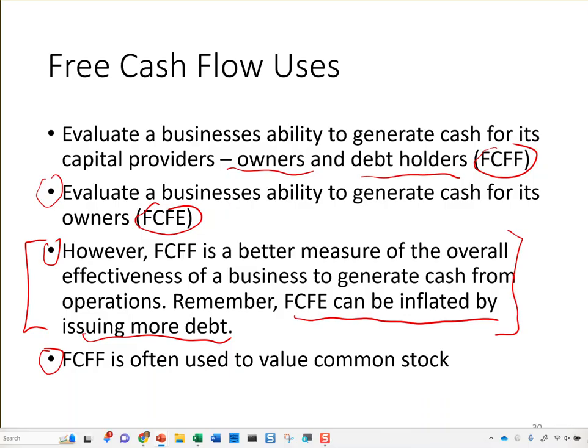Also, FCFFs, those unlevered free cash flows, are most often used to value common stock, which seems surprising. You would think common stock, FCFE, why wouldn't you use that? But we'll talk about that in the next section.